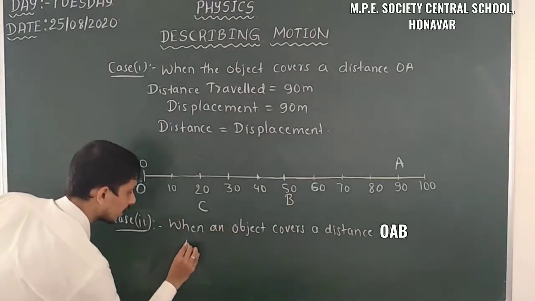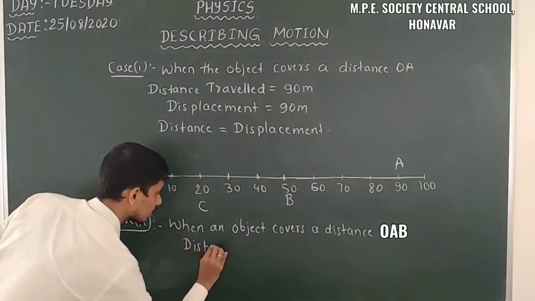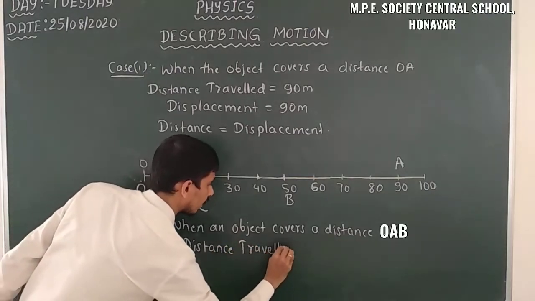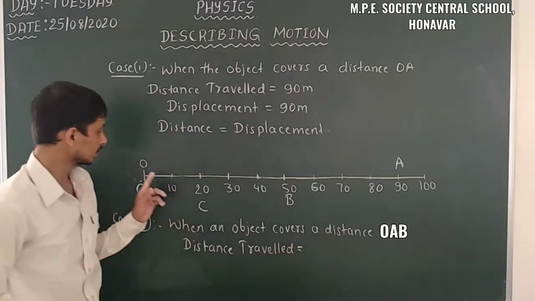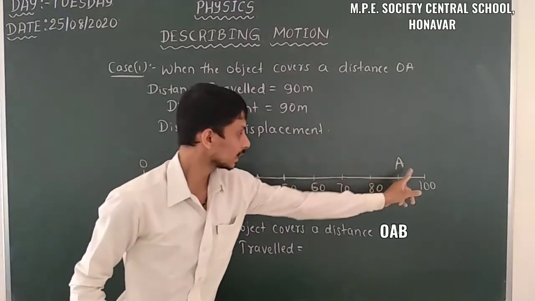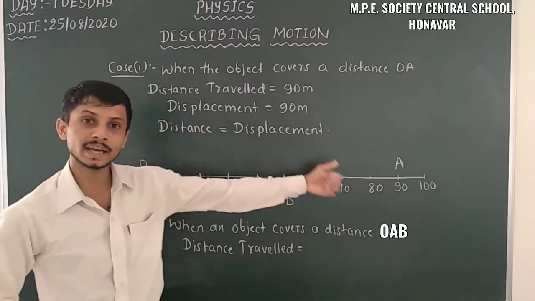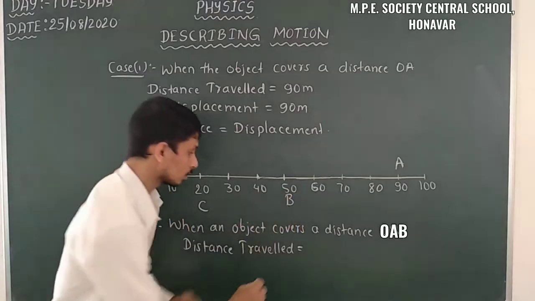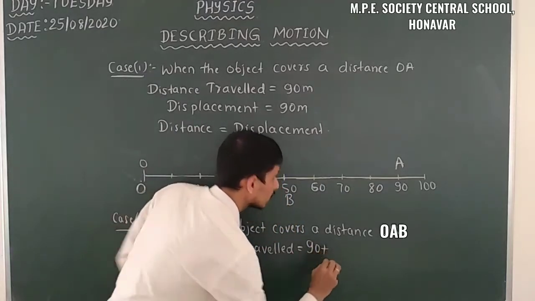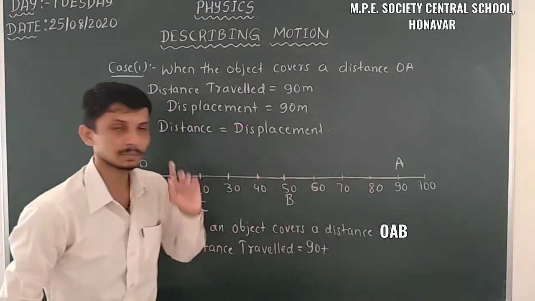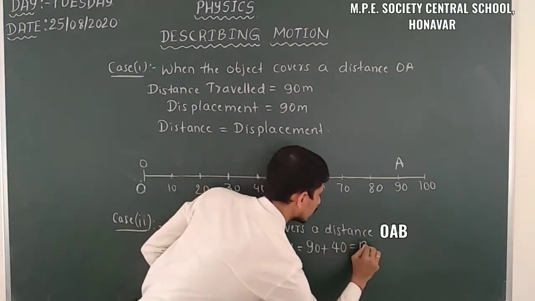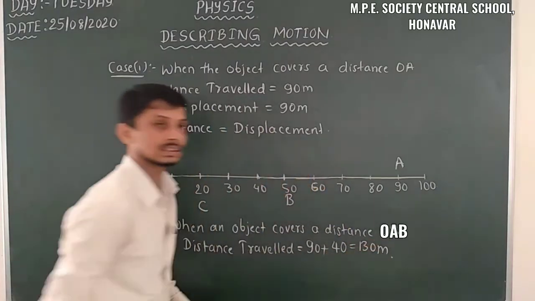So what is the distance traveled here? Let us calculate. Distance traveled is equal to OA plus AB. So OA is 90 and AB is 40. So 90 plus 40 is equal to 130 meters is the distance traveled.